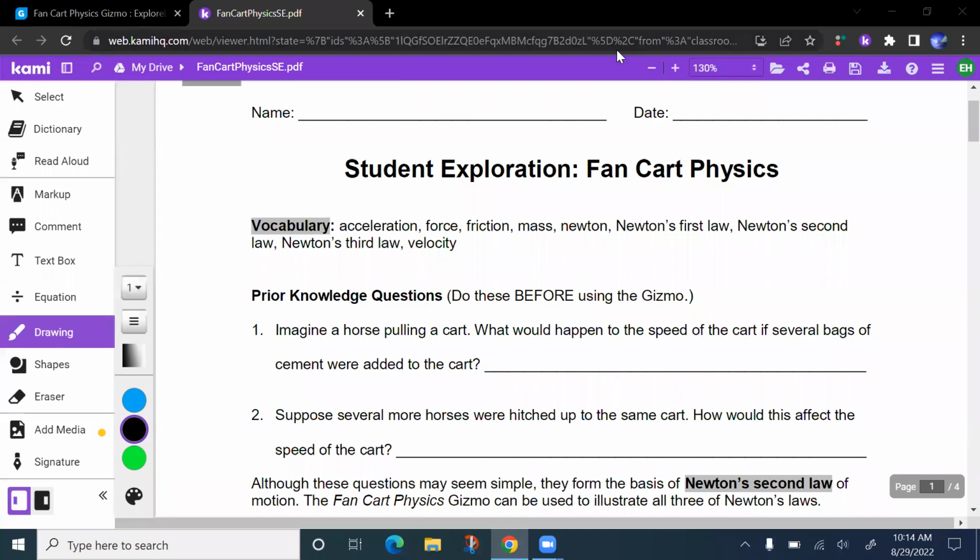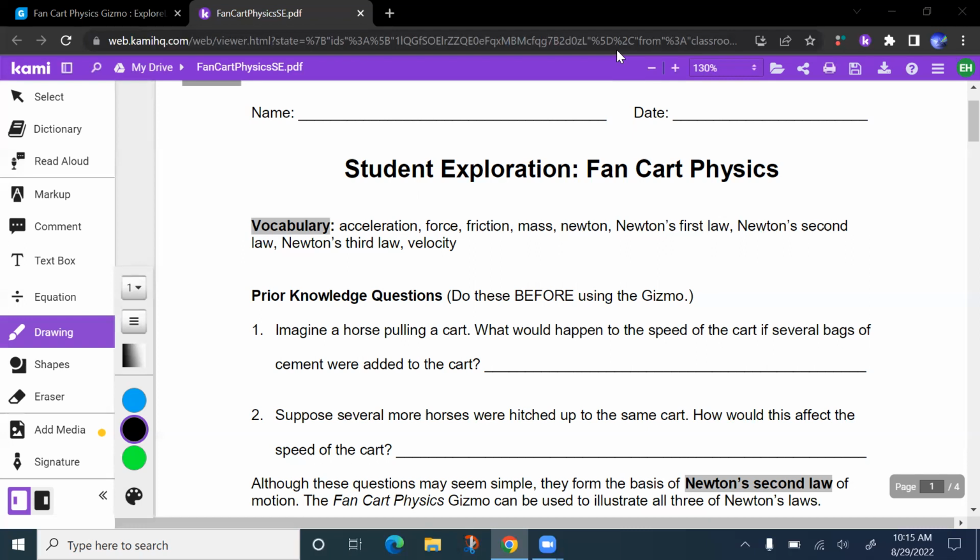Hello and welcome. In this video tutorial, we're going to help get through the fan cart physics Gizmo lab. While I'm not going to be answering the questions for you, what I will be doing is going through the different parts of the experiment to show you how the interactive part of the lab will function and work. It is up to you to work the lab along with the video tutorial if you feel you're stuck, and then answer the questions accordingly. Please remember to pause and rewind the video as you need to.